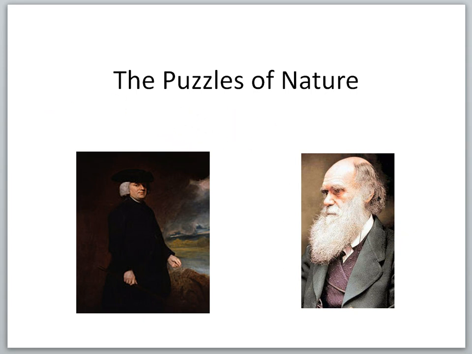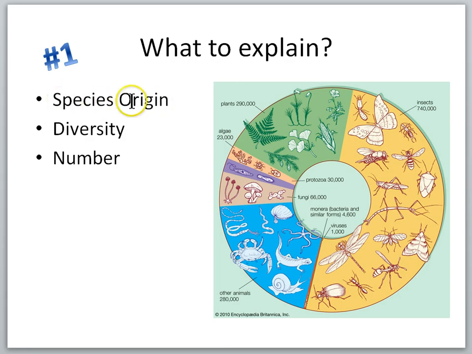The first thing that naturalists were trying to explain was species origin. Where did species come from? Now, species are just populations of living organisms that interbreed and produce fertile offspring. And the question was, where did they come from? And why were there so many different kinds of species? And why were there so many species?